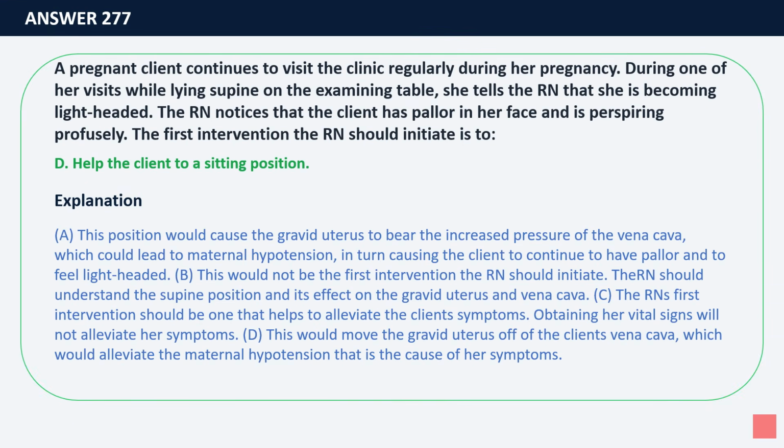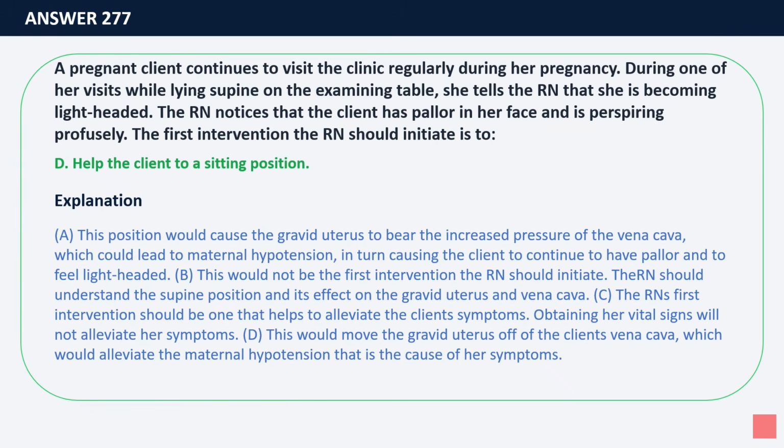Answer: D. Help the client to a sitting position. Explanation: A. This position would cause the gravid uterus to bear the increased pressure of the vena cava, which could lead to maternal hypotension, in turn causing the client to continue to have pallor and to feel lightheaded. B. This would not be the first intervention the RN should initiate. The RN should understand the supine position and its effect on the gravid uterus and vena cava.